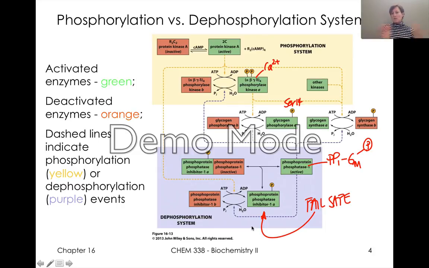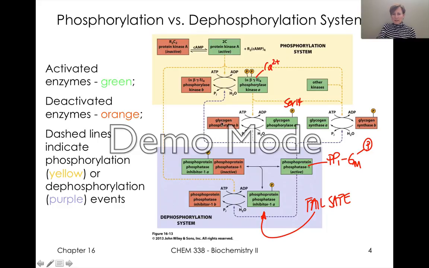Phosphatases are responsible for taking those phosphates off. So we've already learned about this phosphorylation cascade. In this chapter, we'll learn much more about phosphorylase kinase, and we'll break apart this figure in that regard. But since we're dealing with glycogen metabolism, these are really the important players.